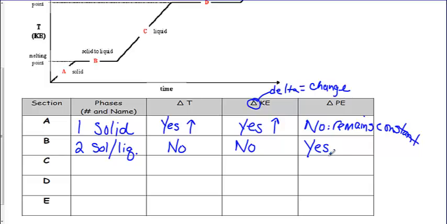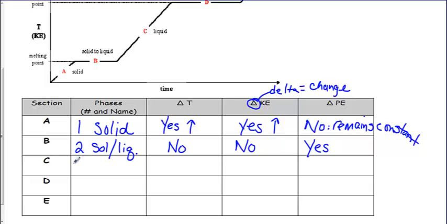Do you want to explain to everyone what's actually happening there since there's a plateau, or do you want me to help you? You can help me. So at the plateau, since we don't have a change in temperature, our kinetic energy can't change. Only one type of energy can change at a time. So if one's not changing, then the other has to be. In this case, our potential energy is increasing. The energy is being stored up to change into the next phase, which would be all liquid.